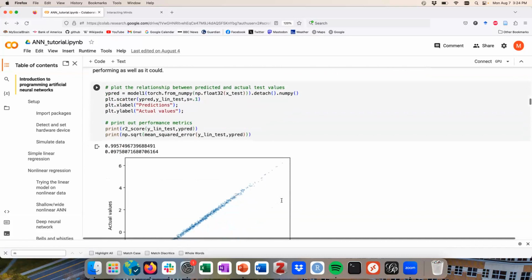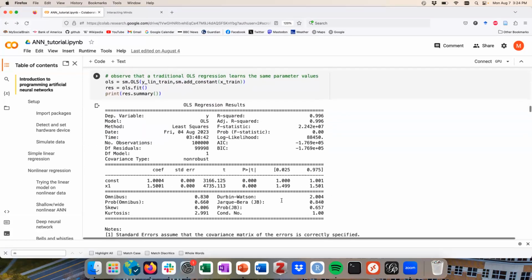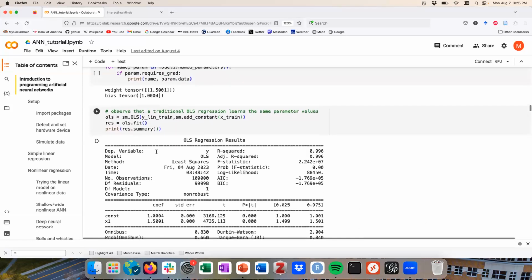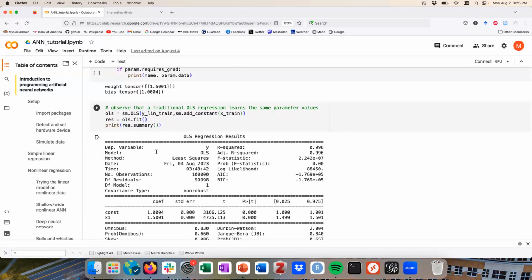And we can see that if we look here at the stats model's results, so this is just the linear regression fit the good old-fashioned way, we get the exact same slope and intercept parameters here in the coefficients section. You can see 1.004, 1.5. So these two models have learned the exact same thing, but by a quite different programming process and by a different optimization process as well.